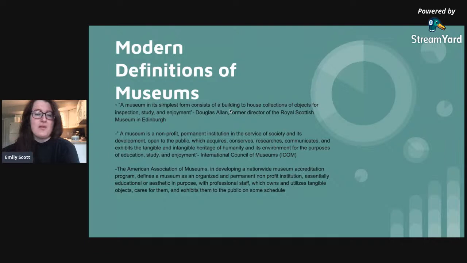So a museum in its simplest form consists of a building to house collections of objects for inspection, study, and enjoyment. So that's from Douglas Allen, the former director of the Royal Scottish Museum in Edinburgh. As you'll see, museums are for enjoyment, but museums primarily are for the promotion of knowledge, and for thinking about objects in a more in-depth way, I would say. You can think about history in terms of looking at the entire culture, but sometimes looking at things more directly helps.